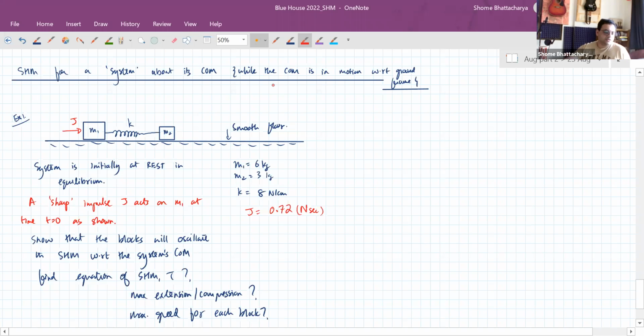So as I said, we would have seen questions like this in center of mass, where we are calculating maximum compression, maximum extension, maximum speed of each of the blocks and all this. But this whole business of showing that it's an SHM and finding the time period, this is where this chapter's analysis comes in. Okay. So just take down the data of the question first, the values of the masses, how the impulse is acting, the diagram and all that, then we'll discuss.